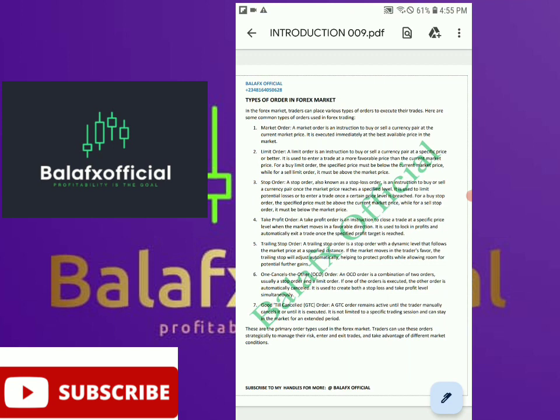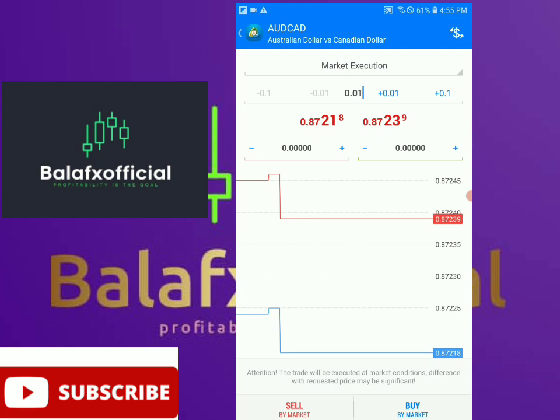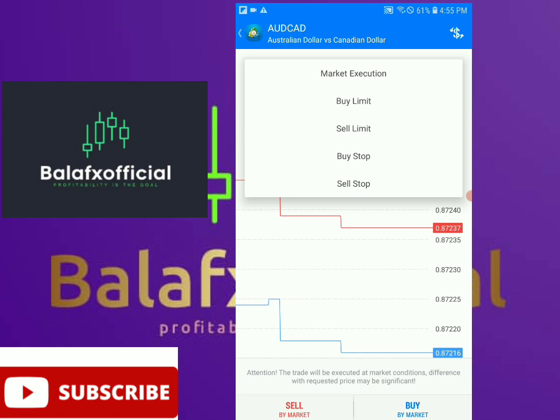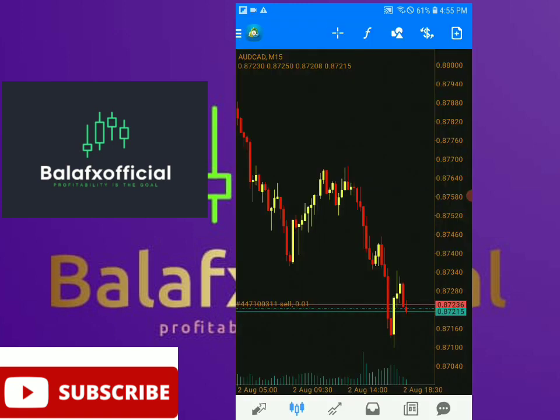So this is what it means in the practical aspect. As you can see in the definition, a buy limit order specifies the price must be below the market price. If you want to buy, you come here, market execution, and you press buy limit. What this buy limit is, from your lower price, like if the market reaches here, you buy.